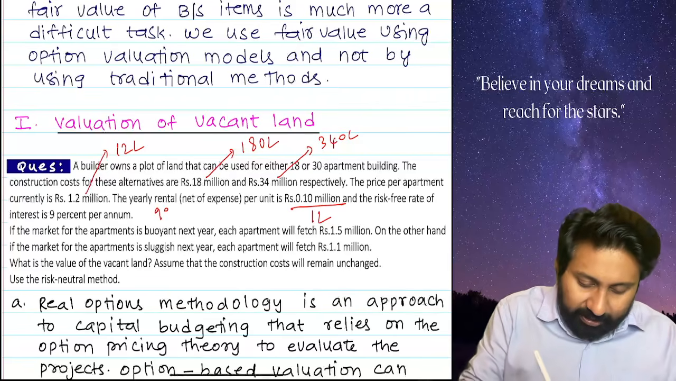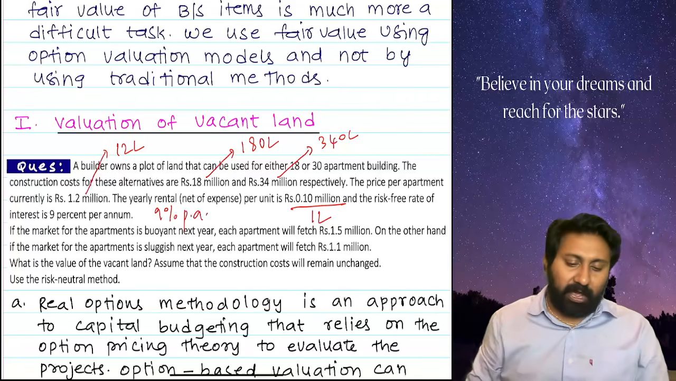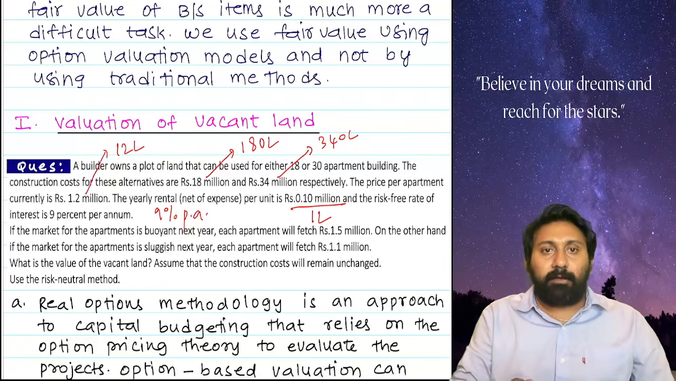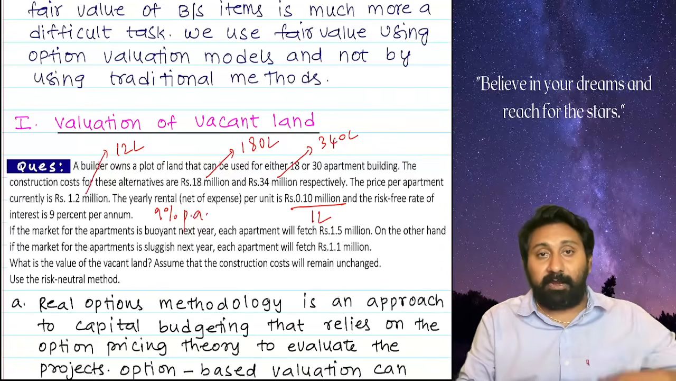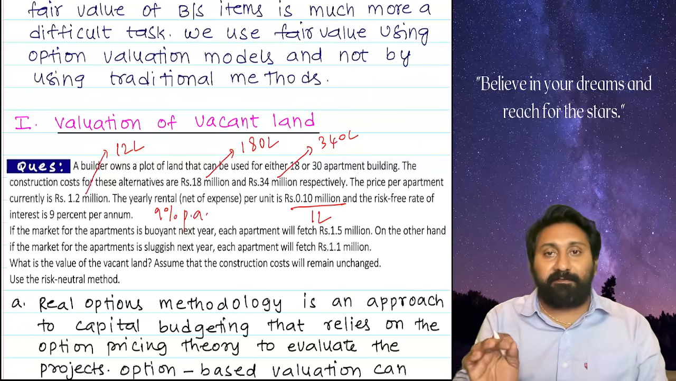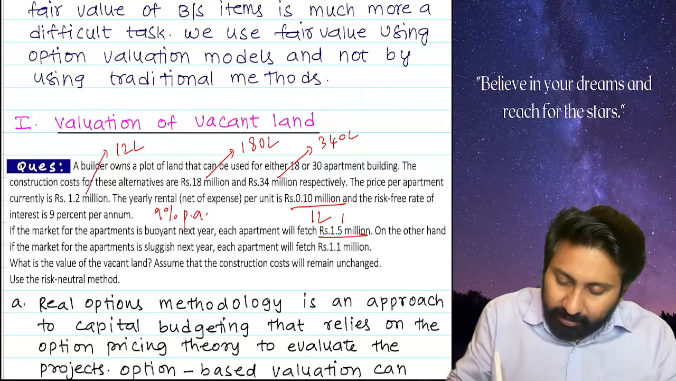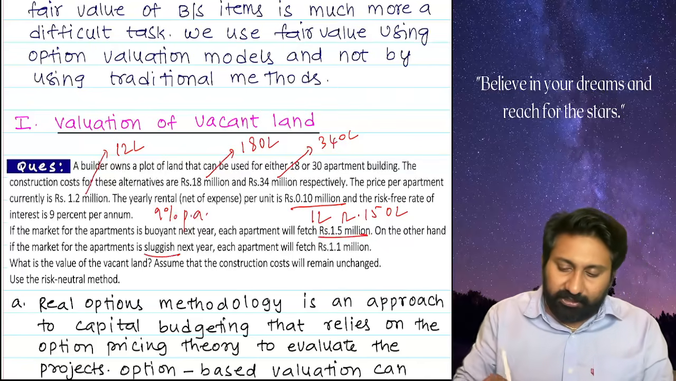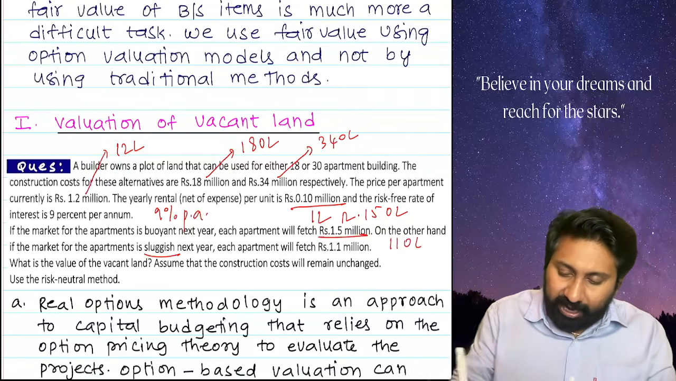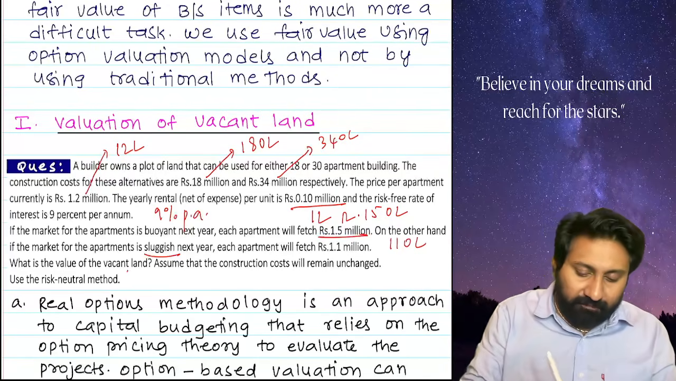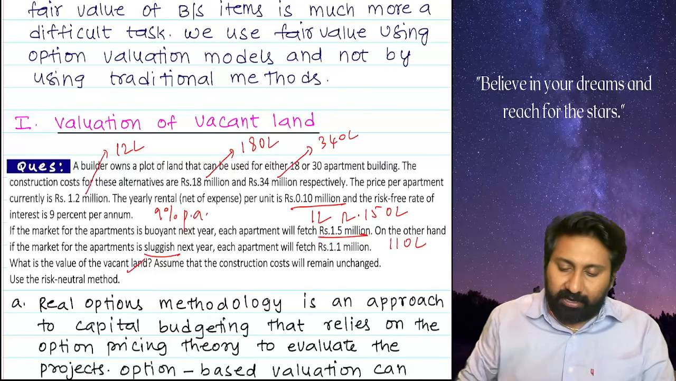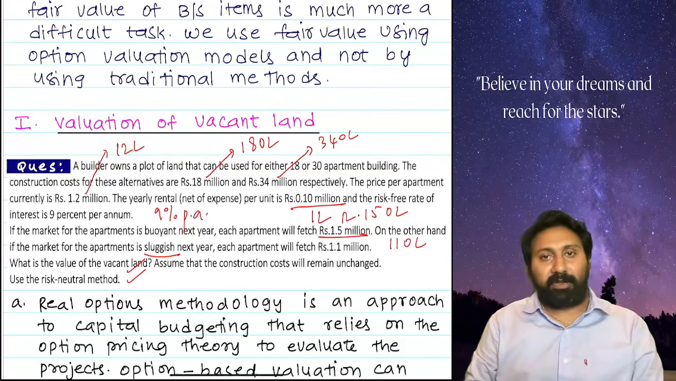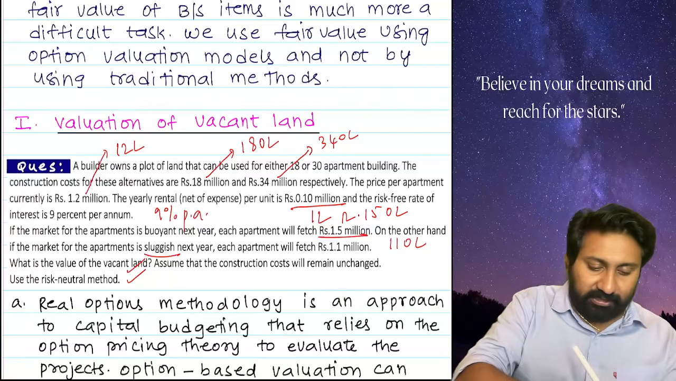Risk free rate 9% per annum, RF. If the market for the apartments is buoyant, buoyant means it is favorable, next year each apartment will fetch rupees 150 lakhs. If it is sluggish, it will come to 110 lakhs. What is the value of the vacant land? Assume that construction cost will remain unchanged. Use the risk neutral method. This is the question that is being asked.